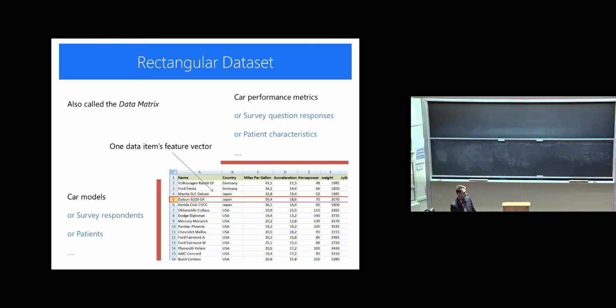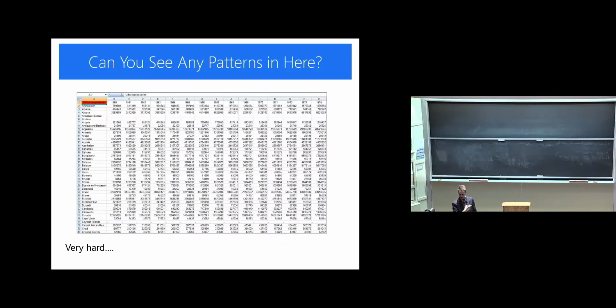So how do you look at this? You can look at the spreadsheet like this, but it's pretty hard to see any patterns. If you want to look at this data matrix and ask what my clusters are, what is really going on, or whether there are any relationships between the different data items, it's very hard to see by just looking at a spreadsheet like this.